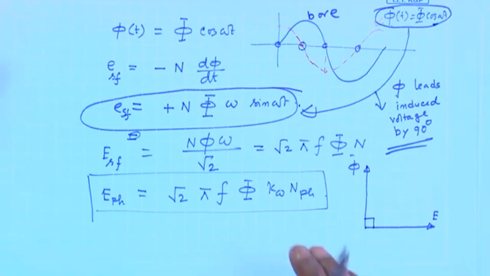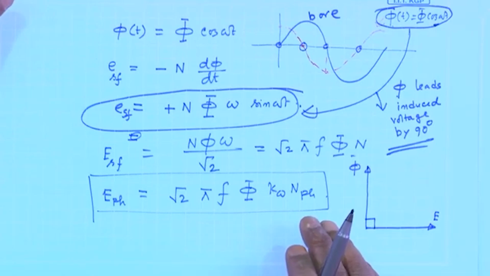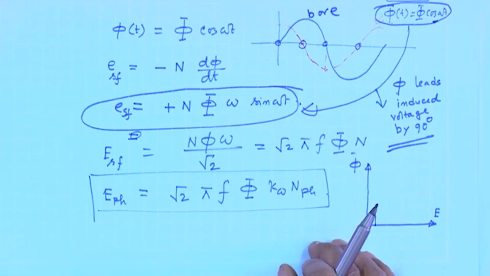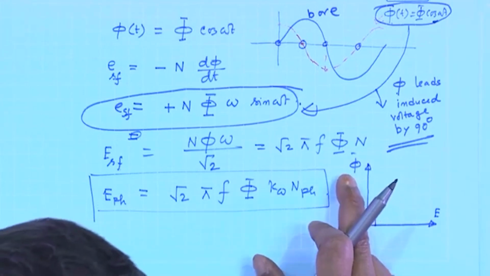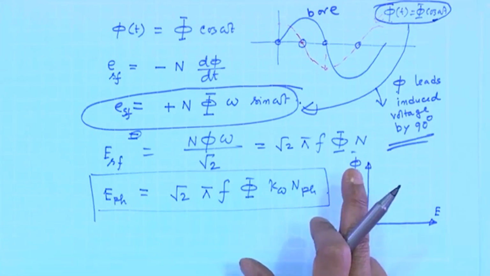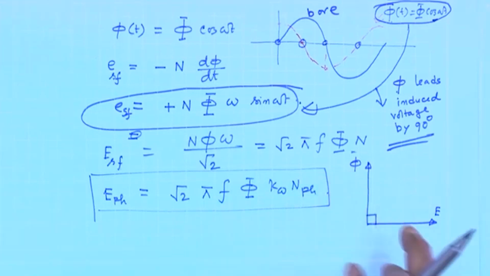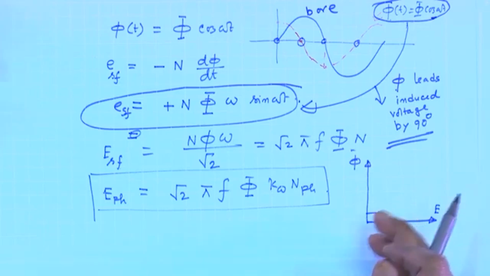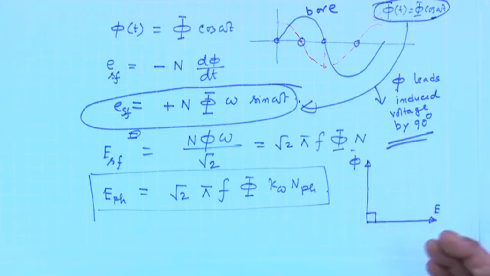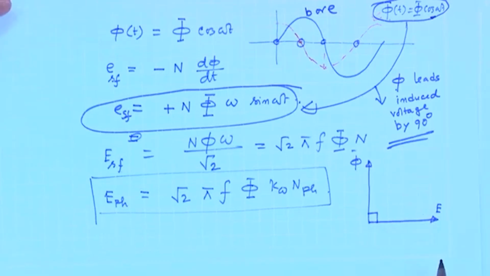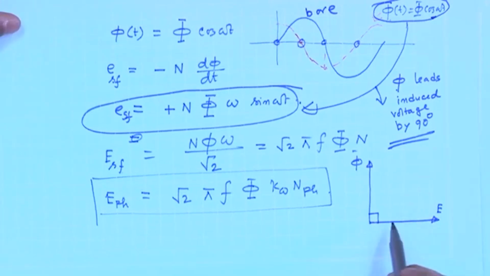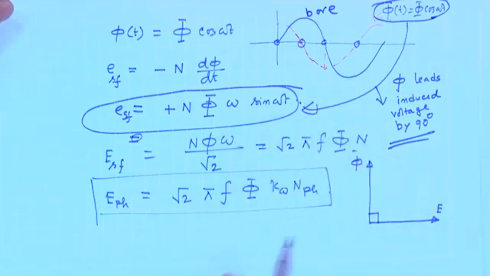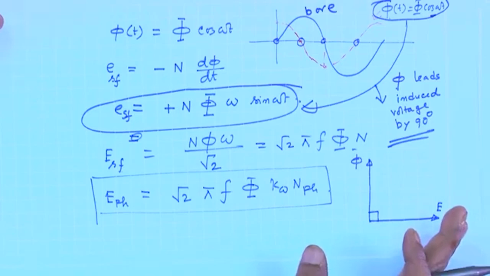Therefore, in synchronous machine, I will try to draw the phasor diagram with this flux linkage phasor and E phasor, because that will explain things in a much better way as we proceed. So this is the thing: this induced voltage lags the flux per pole phasor by 90 degree.